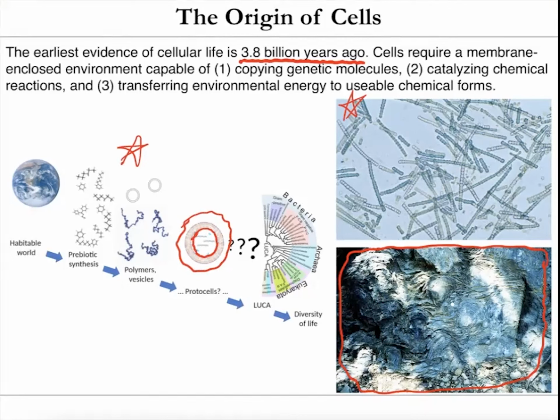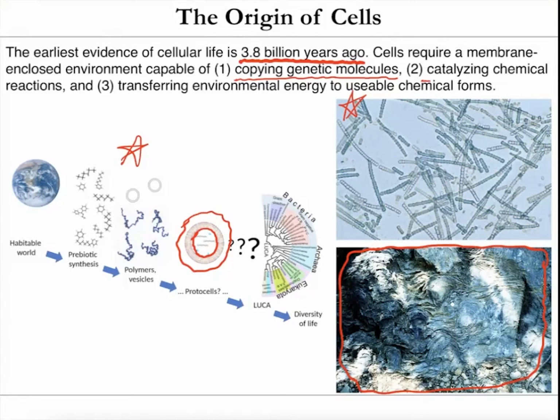So they have to have a membrane-enclosed environment capable of copying genetic molecules. You have to be able to pass on that heritable information, in the form of DNA, like we just talked about. So they have to have a way to copy this and pass that off to other cells.